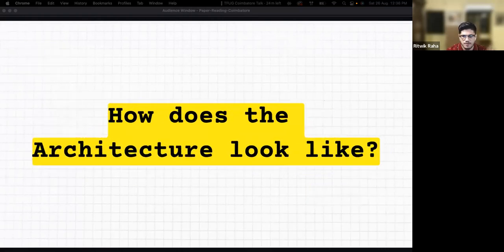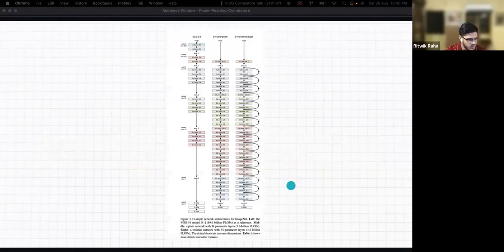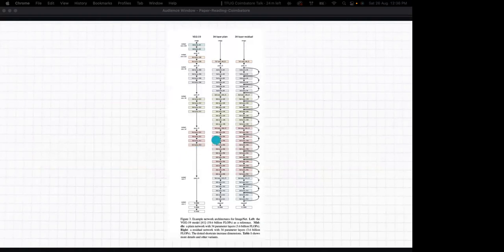So let's take a look at the architecture. I am not going to be drawing on the screen or presenting a sketch as I've done before, because that would defeat the purpose. Let's take a look at the architecture as the authors have presented. So the plain network, is this visible? It is slightly blurry, but it's understandable.